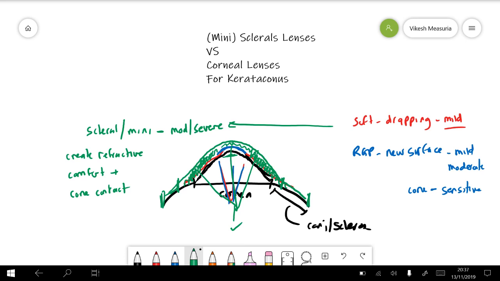We do tend to prefer mini sclerals these days with moderate to severe keratoconus, but there's no reason why, even if your keratoconus progression is only mild or moderate, that you wouldn't benefit from a mini scleral or a scleral lens.